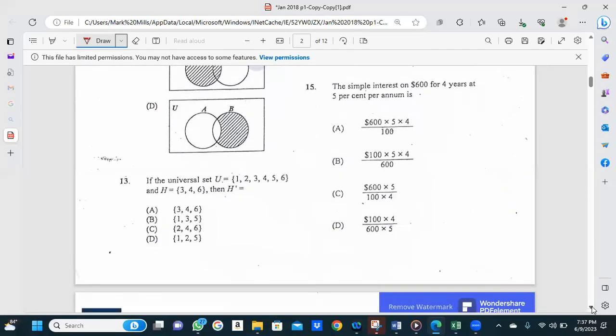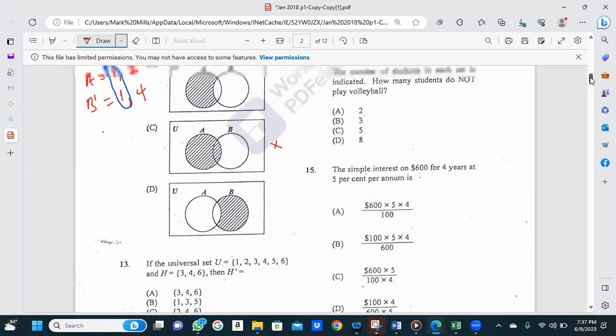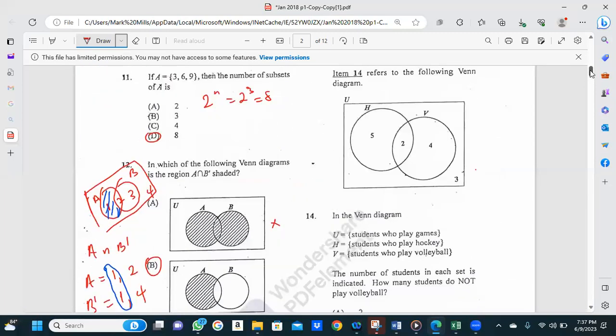Number 13. U is 1, 2, 3, 4, 5, and 6. Then say H is 3, 4, and 6. Now I want to find H complement, meaning what is not in H. Which numbers are not in H here? 1, 2, and what? 5. 1, 2, and 5. So the answer is D. Get that? Yes, sir. All right, let's go.